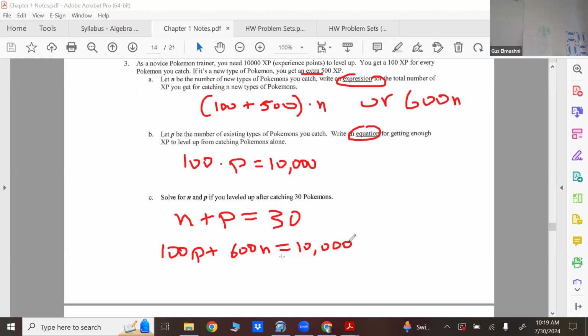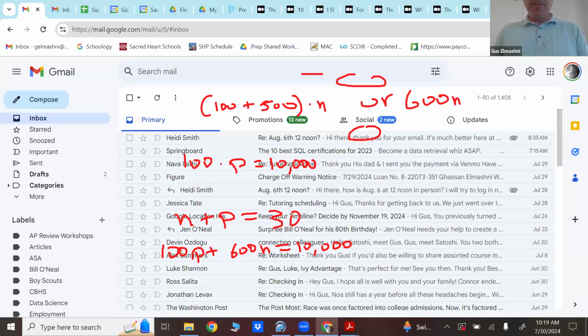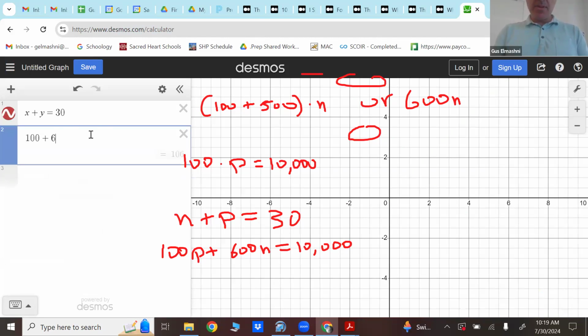Now, we haven't talked about how to solve a system of equations yet. You guys have probably seen this before, maybe in Algebra 1, we have 2 equations, 2 variables. Or maybe in geometry, hopefully that got reinforced, where we had to solve for 2 angles or whatever, and you had 2 unknowns. Instead of doing this algebraically, I'm gonna go to Desmos right now and do x plus y equals 30, and 100x plus 600y equals 10,000.